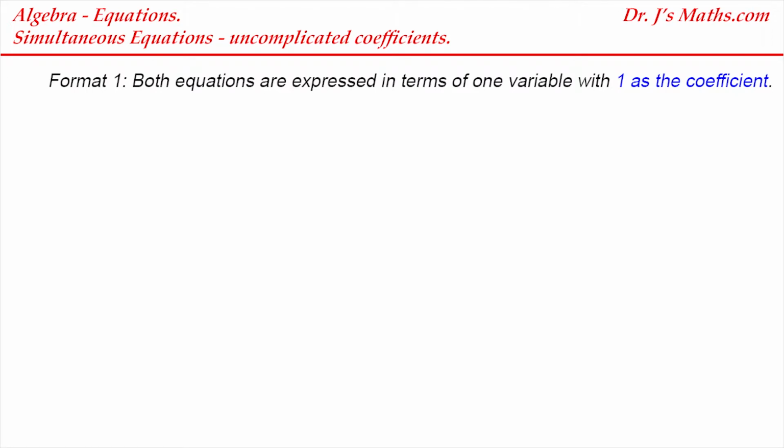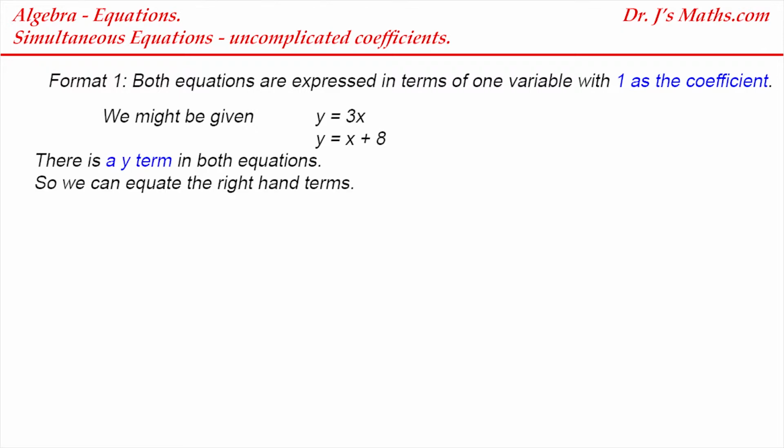So the first format we look at is where both equations are expressed in terms of one variable, say y equals, and they have 1 as the coefficient of y. So we might be given, for example, y equals 3x and y equals x plus 8. Now this looks familiar because it's the situation we've had when we were looking for a break-even point. So there is a y term in both equations and they're equal so that we can equate the right-hand terms. So we simply write 3x equals x plus 8, 2x equals 8, x equals 4.